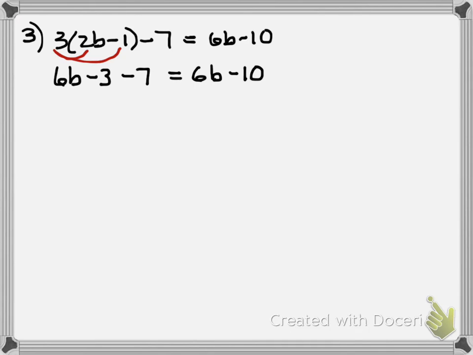Okay, so this one is kind of like the last one. How many terms do I have on the left side? 3. So what I have to do is look for some like terms and combine them up. So what are the like terms on the left side? Negative 3 and negative 7. You got to watch your signs. So what's negative 3 and negative 7? Negative 10.